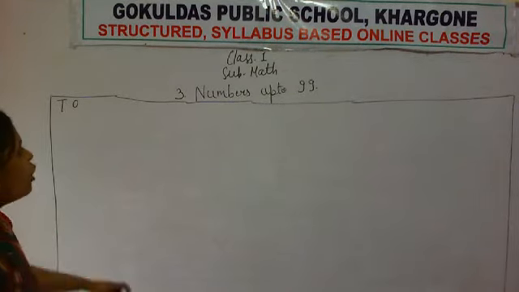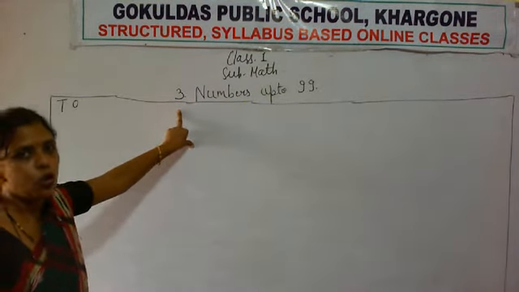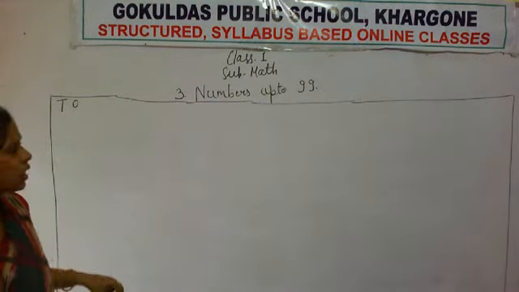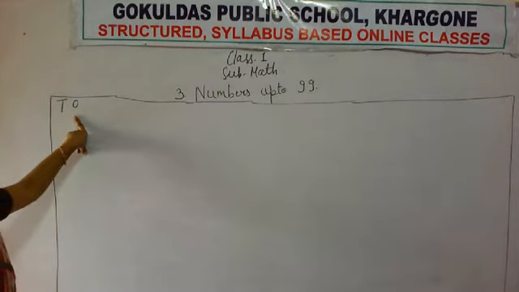Okay. All of you have written this chapter name in your classwork copy. Okay. Now write T and O. In one box you write T and in another box you write O.